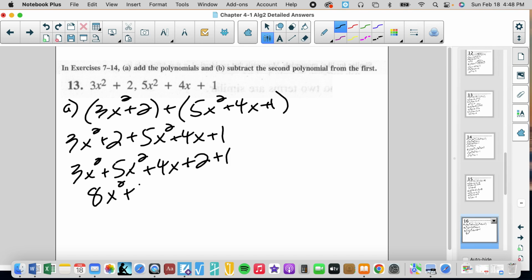Coefficients, doesn't have a pair, and then 3. So number 13, 8x squared plus 4x plus 3. These are good. Everything should be.